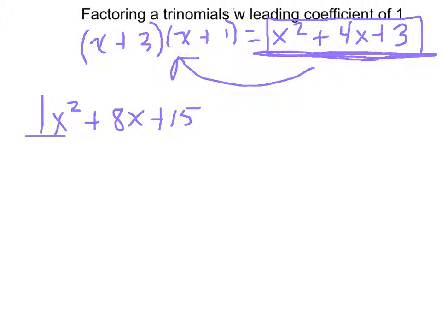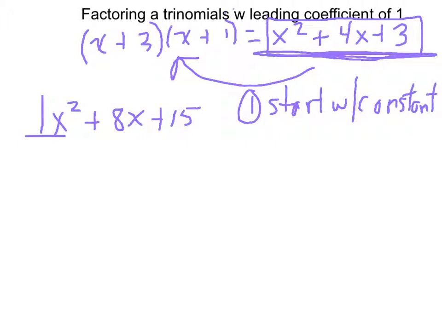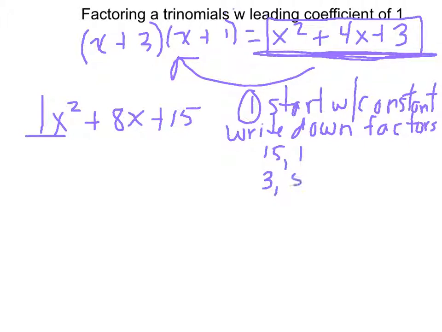Okay, always start with your constant. So write this in your notes. Which one's your constant? That's your C value, also known as just the plain old number. So in this case we have 15, and write down its factors. What does that mean? What times what gives us 15? So in this case we have, let's see, 15 and 1, and 3 and 5, because 15 times 1 gives us 15, and 3 times 5 gives us 15. There's nothing else. We only want integers. We don't want like 7.5 times 2. That's not okay.